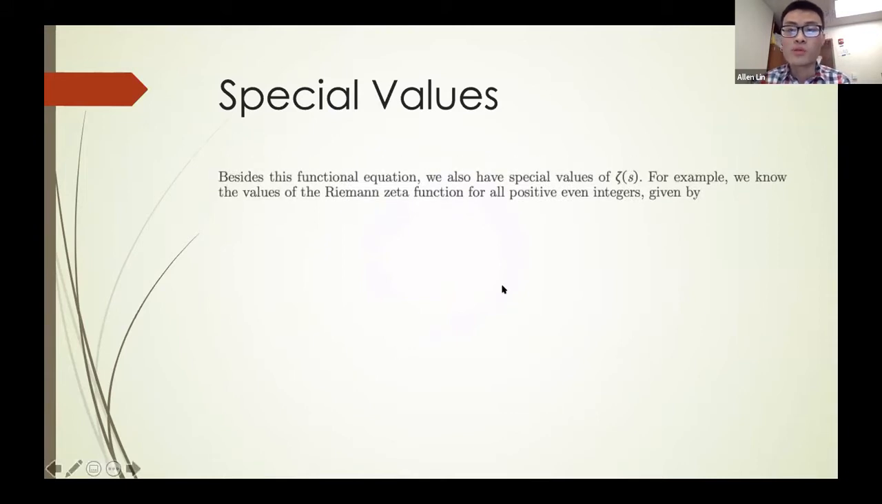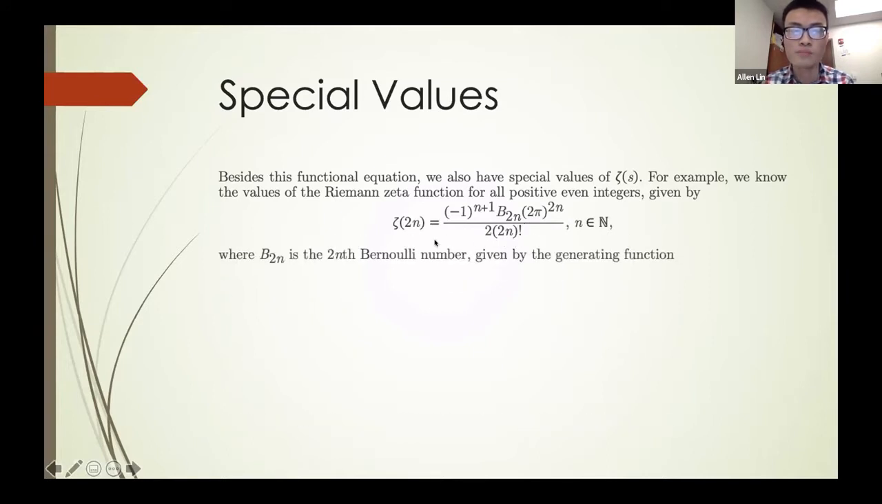Euler found a general pattern for all these values. He noticed that for all positive even integers, this is the formula used to compute it, where B of 2n is the 2nth Bernoulli number, and that can be found by this generating function. So if you want to find zeta of 2, you plug in 1 for n, and that would give you pi squared over 6. If you want zeta of 4, you plug in 2, and that would give you pi to the 4th over 90. And this formula gives you infinitely many values.